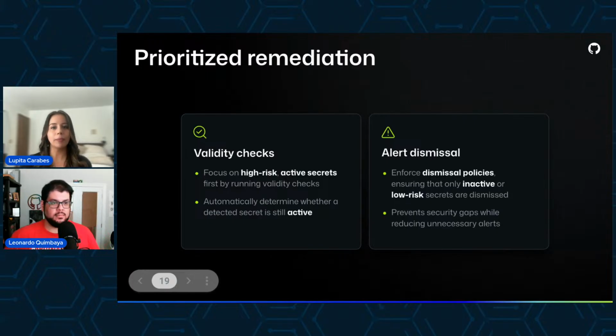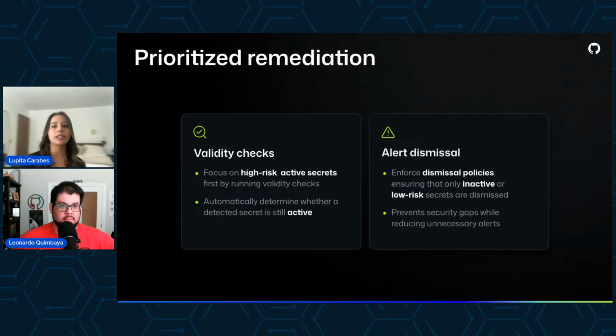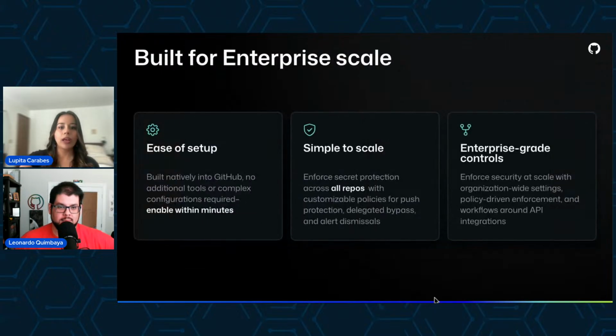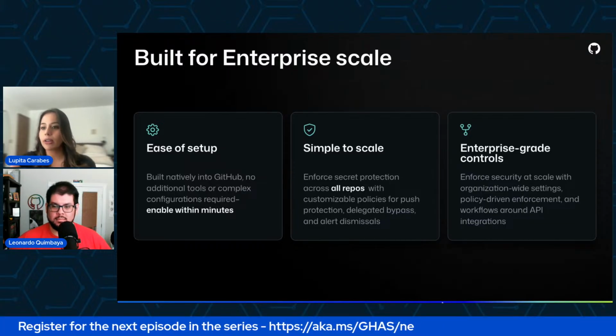Yep, that helps with prioritization, right? Having those validity checks, being able to dismiss alerts if there is some sort of compensating control or need to continue. Right? We are built for enterprise scale. Like I said, there are solutions that say they can do a form of push protection, but that requires webhooks or scripts or manual intervention configuration. And so the idea here is, because it's native to GitHub, there's no additional tools or complex configurations. You enable it and within minutes, it's super simple to scale on all your repos. And then there's those enterprise grade controls.